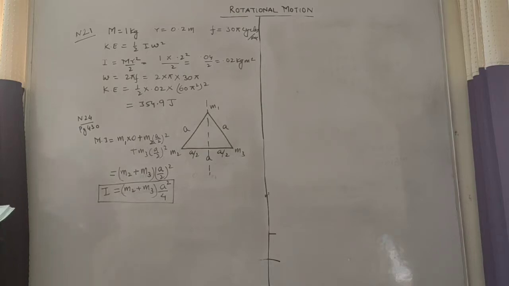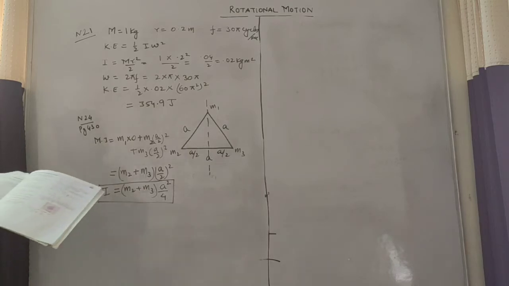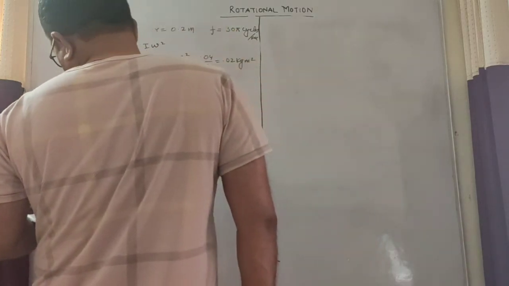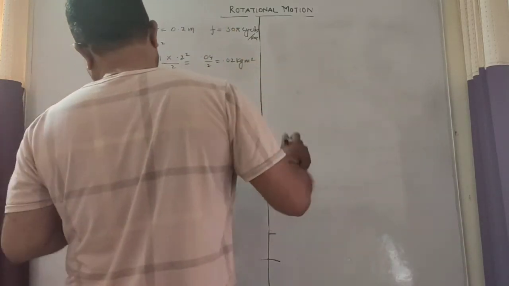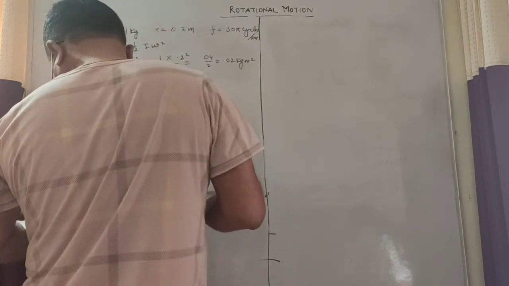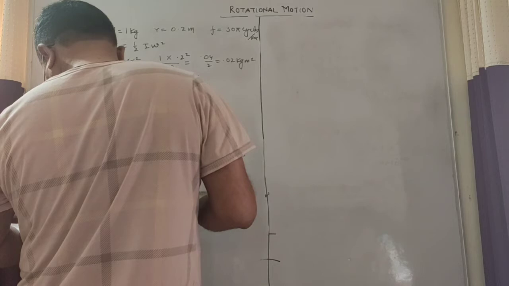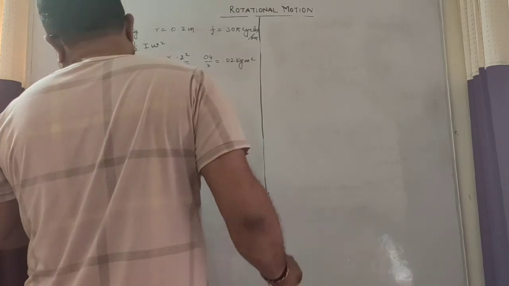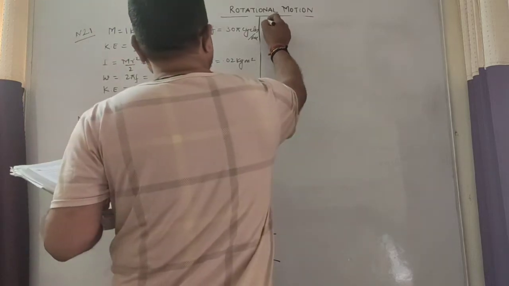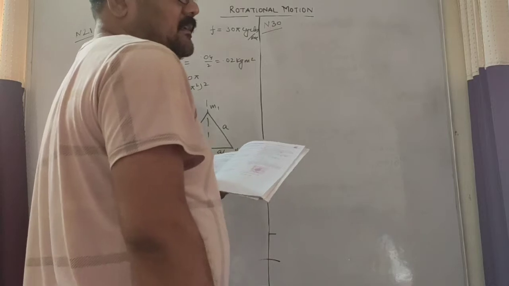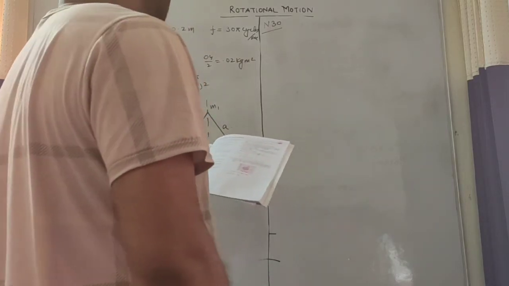Now next is numerical number 30. After 24, I am doing numerical number 30. Let me do numerical number 30. If you face any doubt in any other numerical, please feel free to ask.